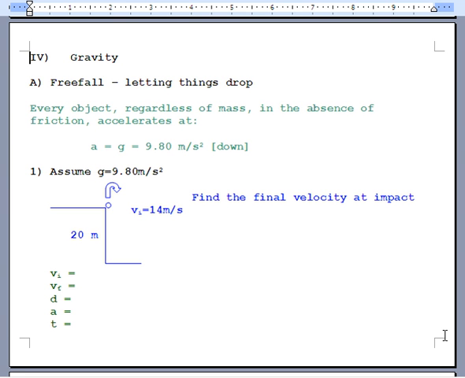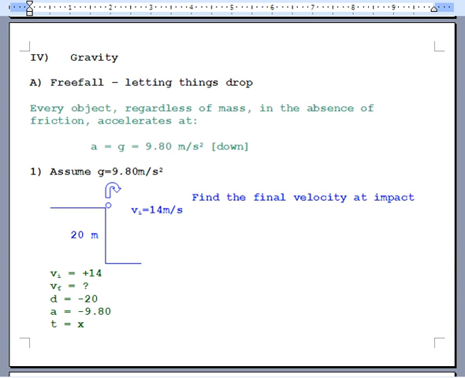Looking at this, we've got an initial velocity of 14. Final velocity is our question mark. That's what we're looking for. You do have to be a little bit cautious of this displacement, because the thing is falling that far. It's falling 20 meters, so that needs to go in as a negative. We know acceleration is pulling things downward, so acceleration goes in as negative 9.8. And it looks like we forgot our stopwatch, so time is the one that gets the x.